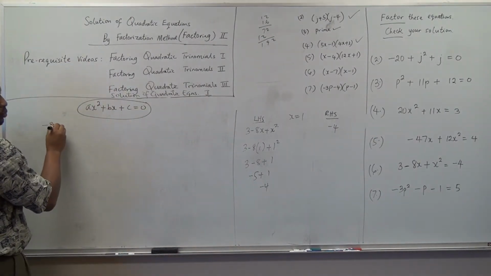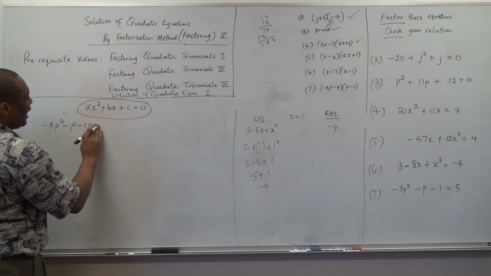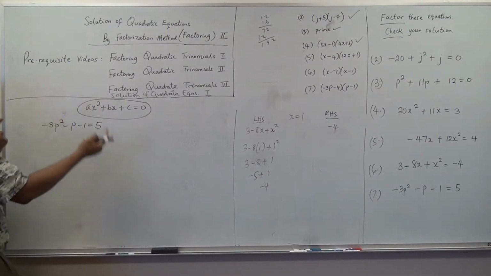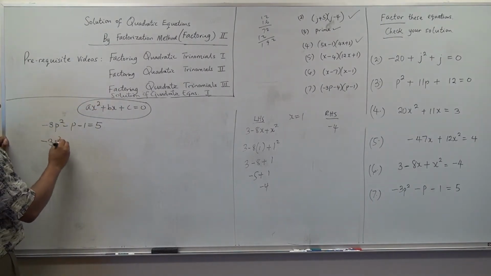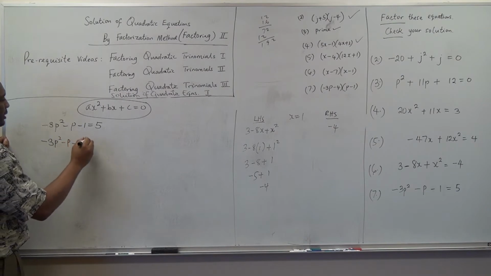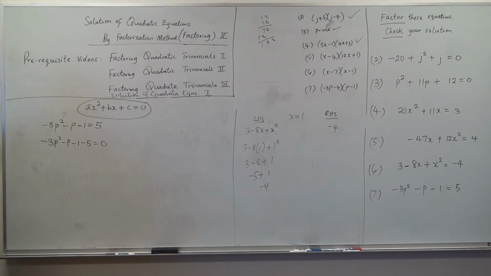Negative 3p squared minus p minus 1 equal to 5. Okay, maybe put it in this form. Negative 3p squared minus p minus 1 minus 5 equal to 0. Right? Okay, let me put this.